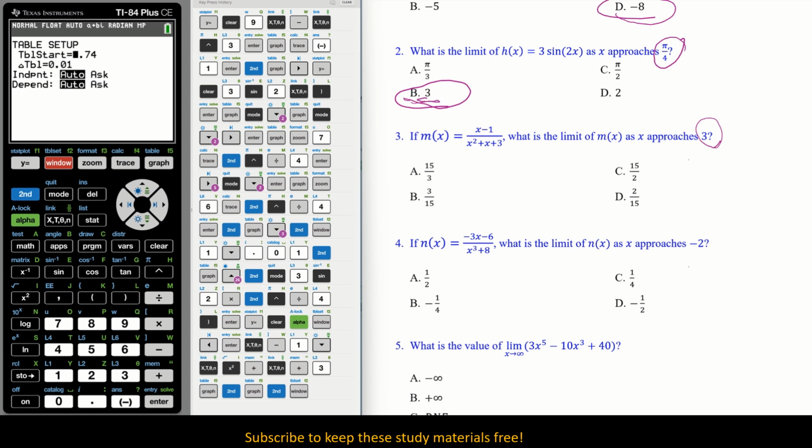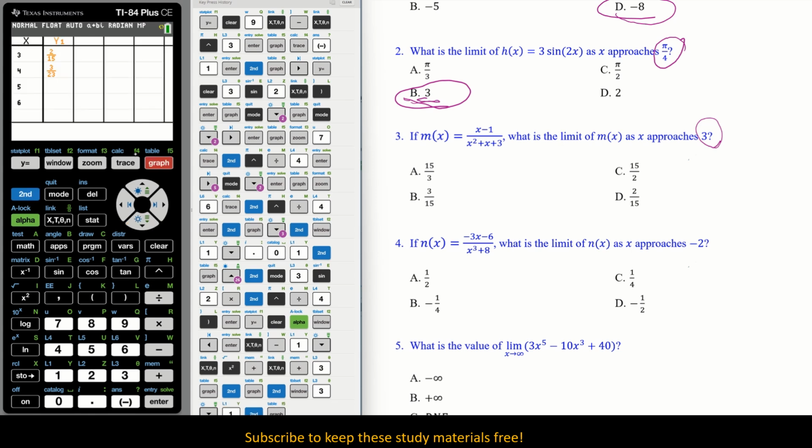All right, I'm going to say 3 is where we want to end up first. And then here, I'm looking at our answer choices. There's a lot of fractions going on here. But I'm just going to set it at 1. Okay, and I'm going to go back to second table. And there it is.